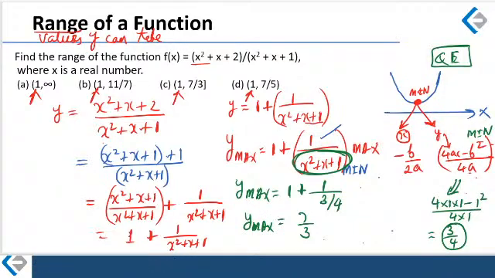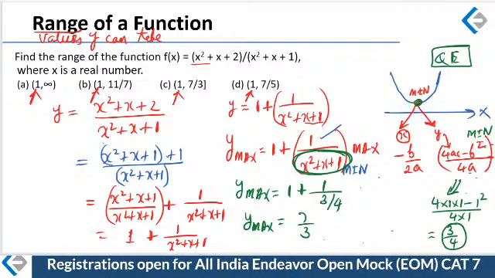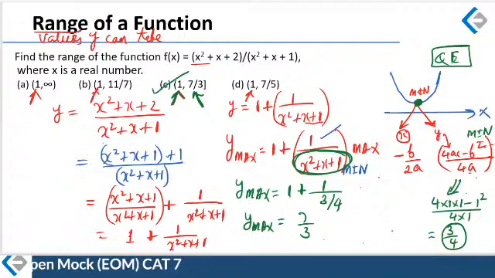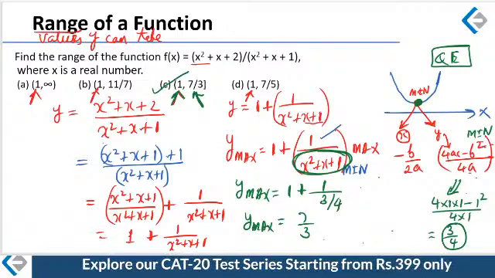Do you mean it can take 7 by 3? Yes, it can take 7 by 3 because that point lies on the graph. Therefore, the answer becomes C. It cannot take 1, that is the minima, but it can take 7 by 3. Now look at this, how beautifully we have converged. We are analyzing it because we know the quadratic. Now we know how the graph works.